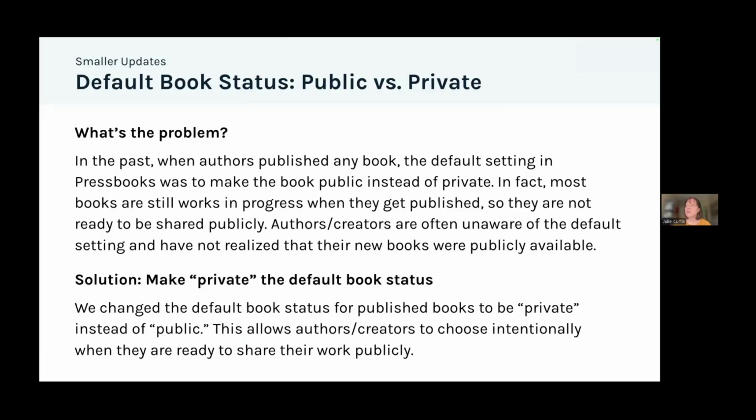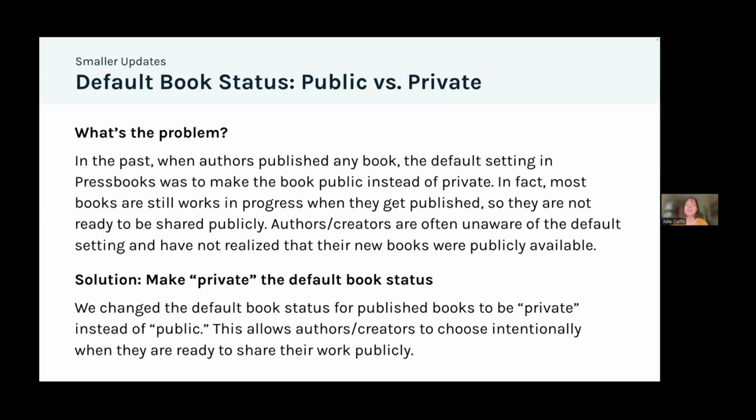Okay, one other thing relevant. So in the past, when authors published any book, the default was you click publish, and by default, we made it public. And in fact, we know that the reality is a lot of times when people click publish, they might not be ready to share it publicly. They may still be doing work on it. And often authors or creators were even unaware that it had become public when they click publish. And so we've changed the default. So when they click publish, it will be private rather than public. And then they can choose intentionally when they're ready to make it officially public, to make that visible.